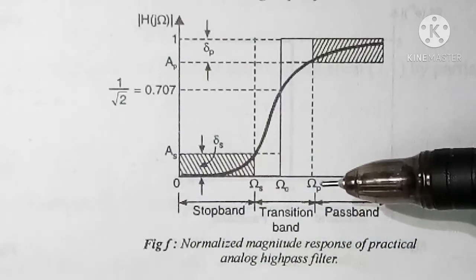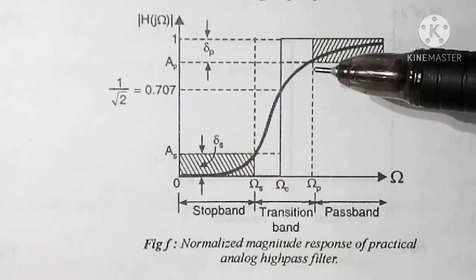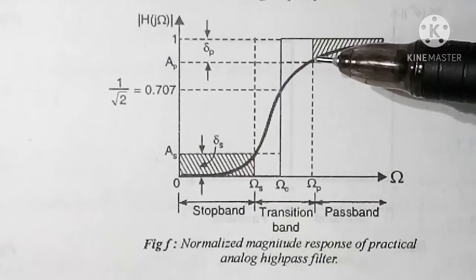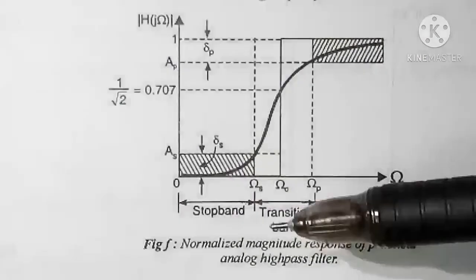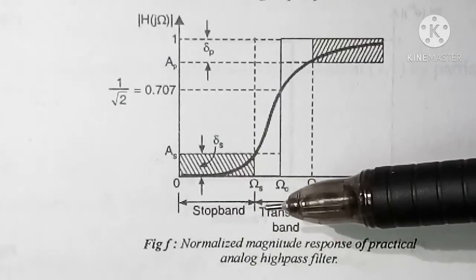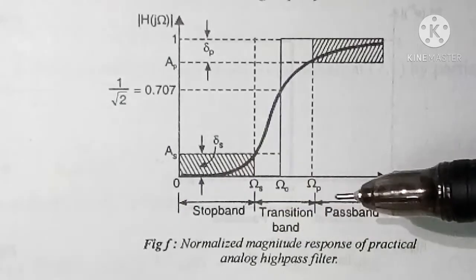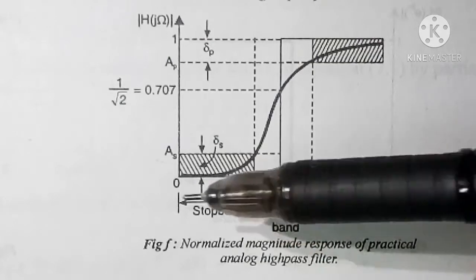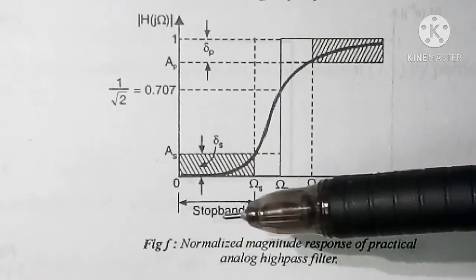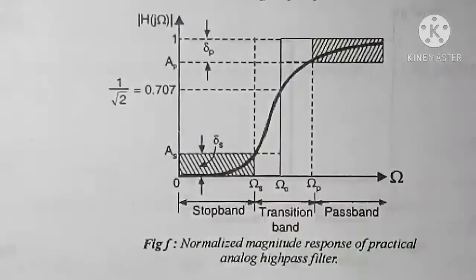Omega p is passband edge frequency in radians per second. Omega p onwards the frequency range is called passband. The frequency range between omega s and omega p is called transition band. From 0 to omega s the frequency range is called stop band.